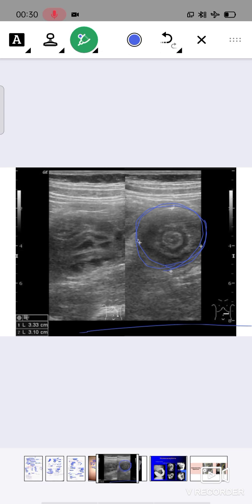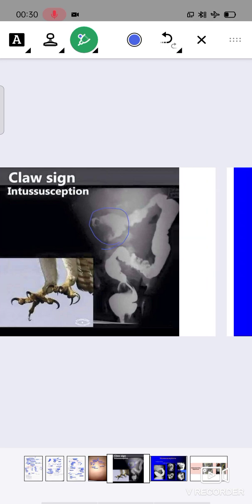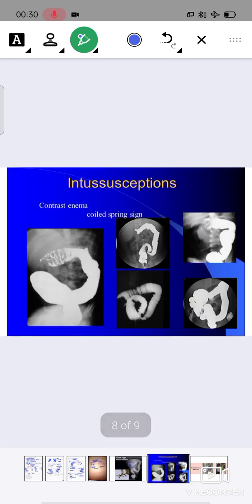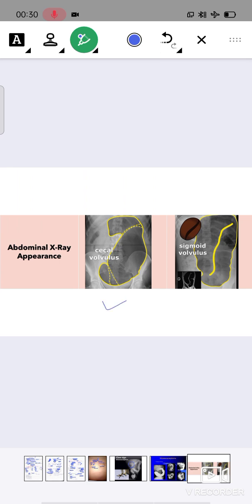This is known as target sign or pseudo kidney sign or bull's eye sign, as seen in intussusception. Second, it is the claw sign, seen in barium enema in case of intussusception. Third, it is the coiled spring sign, which must be seen in barium enema in case of intussusception. Basically, the 2 differences between cecal volvulus and sigmoid volvulus are seen there.